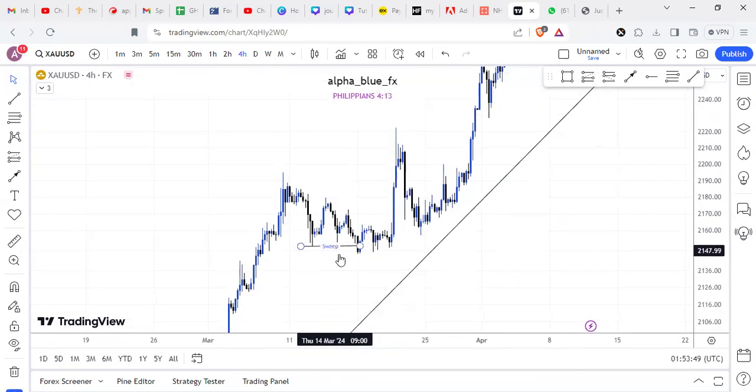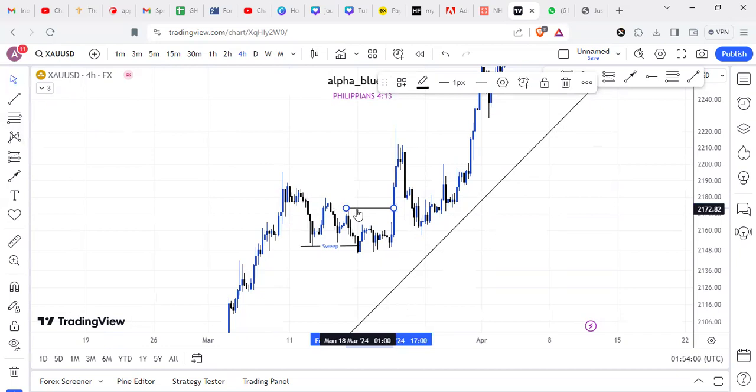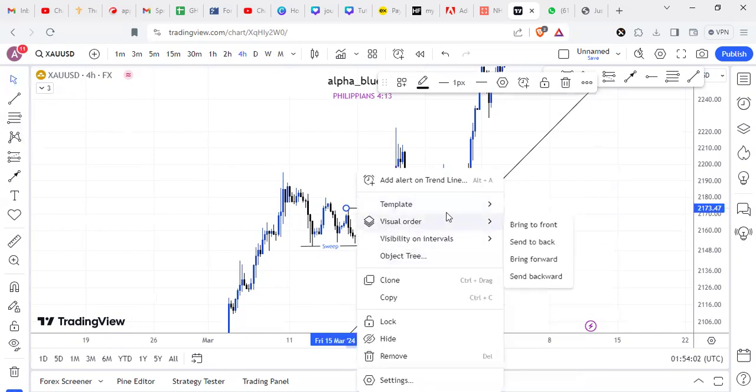After the market took out this liquidity, we saw the market range, then it gave us a huge push to the upside, which is the shift in market structure. So right here, we got a shift in market structure. So we're going to label this as shift.